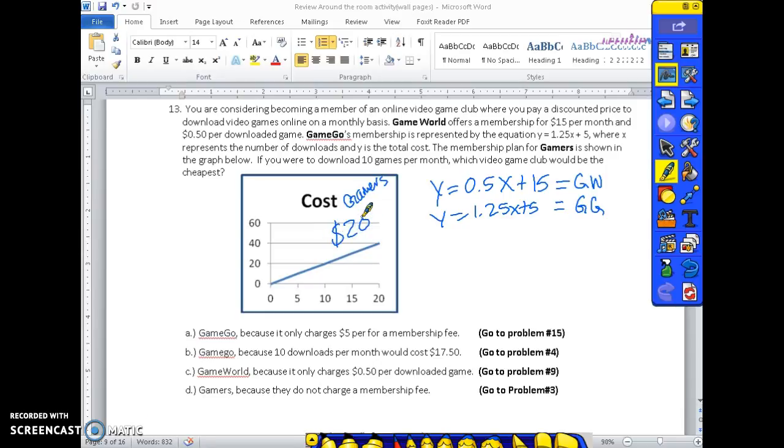For Game World, half of 10 is 5, and 5 plus 15 is also $20, so those cost the same. For Game Go, $1.25 times 10 is $12.50, plus 5 is $17.50. So Game Go would be the cheapest because 10 downloads per month would cost $17.50. That takes us to problem 4.